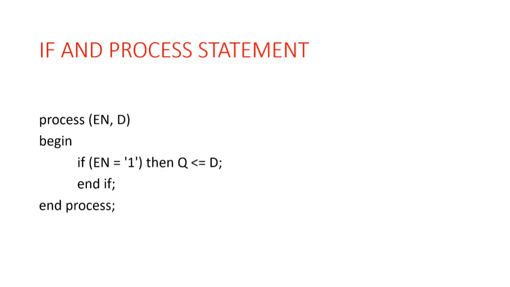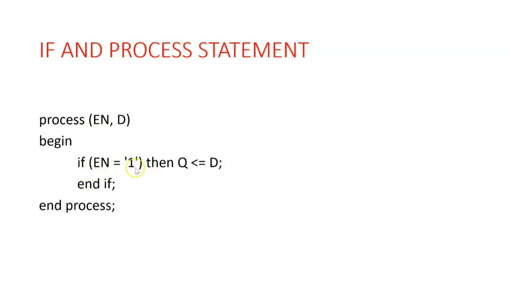Next, if and process statement. Now I have told you that you can use the if statement inside a process. So how can you write it? Let's see. Process, and this is the sensitivity list of the process. We have already uploaded a video on the process statement, how to write process statements, various types of process statements, all those things. Just watch that video, you'll get a clear idea. So here you write the process keyword, and in the sensitivity list you put en and d. Begin. Then you put an if statement here.